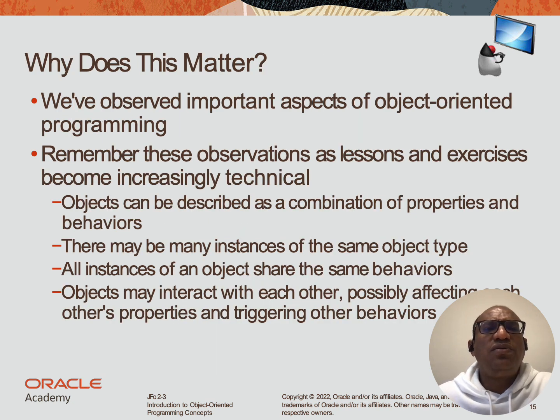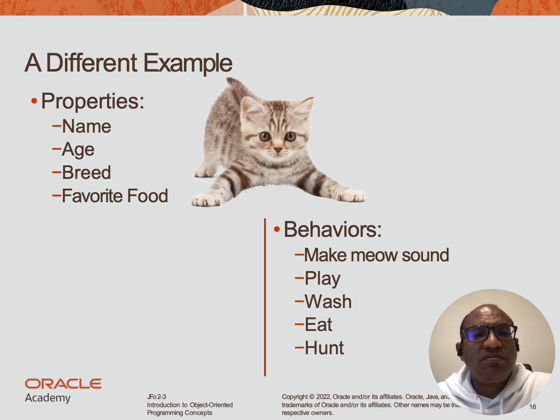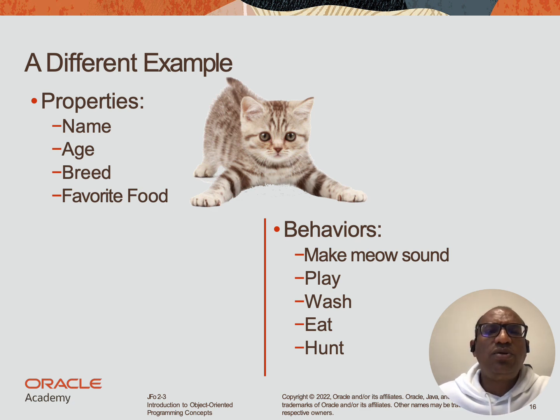So, why does all this matter? Because you've just seen core principles of object-oriented programming. What are those? Shared behavior, interaction, and object properties. Let's switch examples. A cat object might have properties like name, age, or breed, and behaviors like mewing, playing, or hunting. Notice the subtle difference between favorite food, which is a description, and eat, which is a verb.